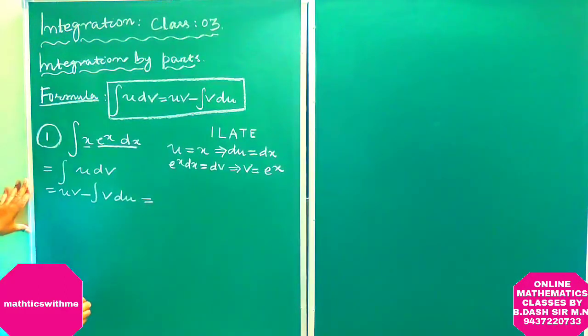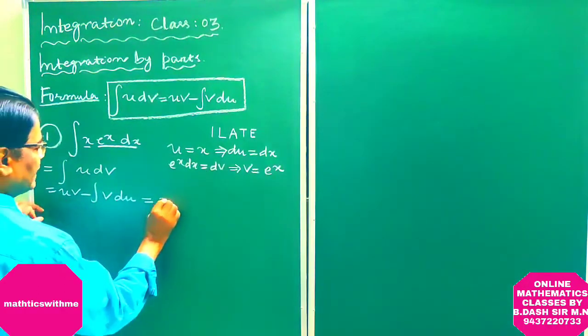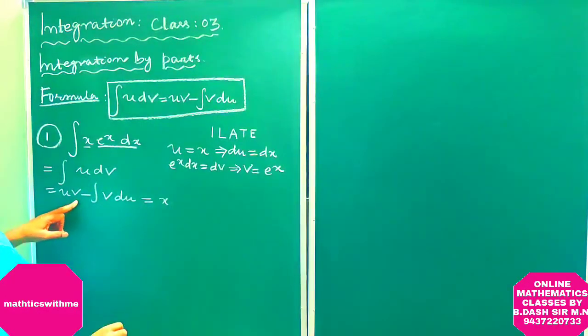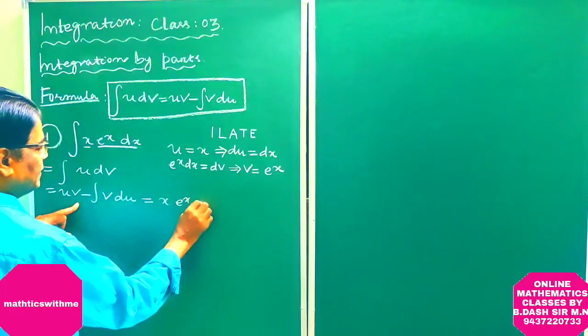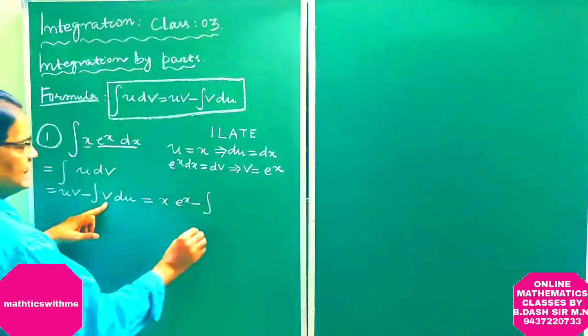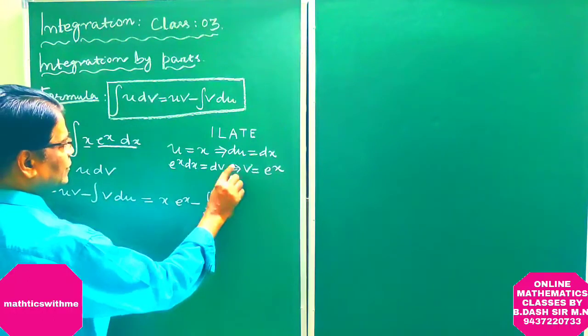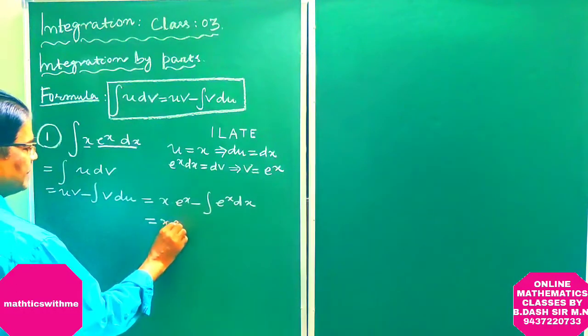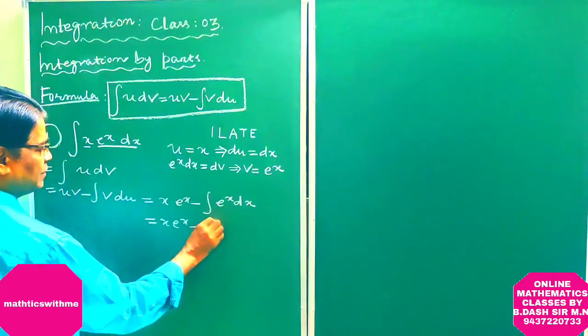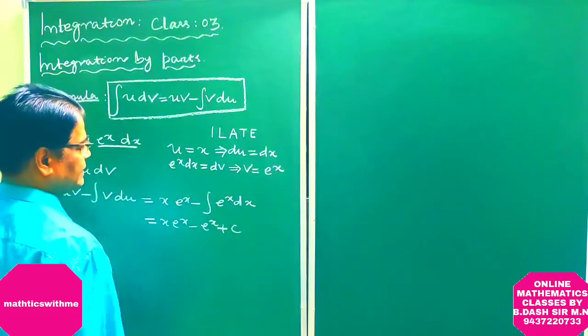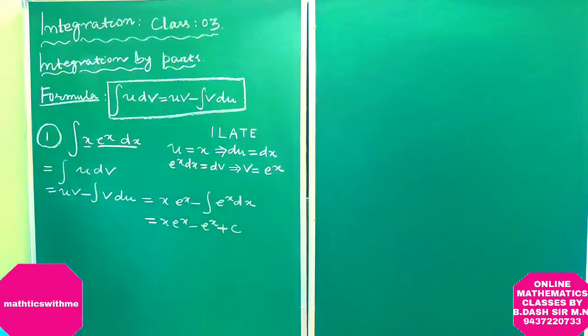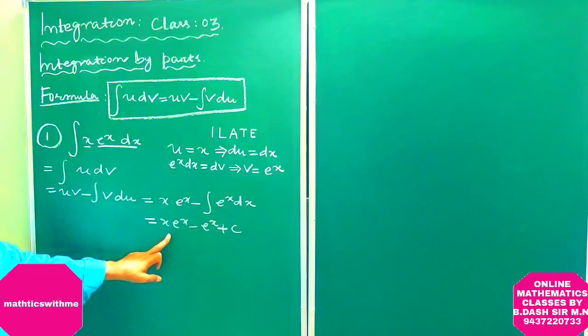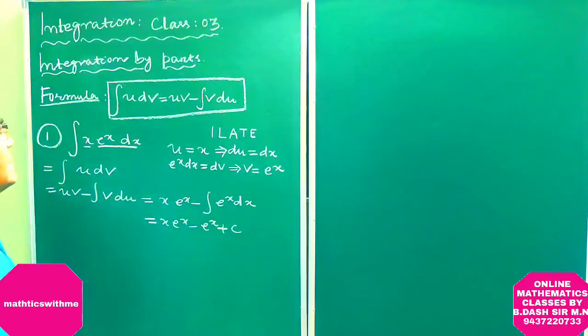This is again equal to, the value of u is x here, then v is e to the power x, minus integration, v is e to the power x, du is dx. So this is equal to x e to the power x minus integration of e to the power x, which is e to the power x plus c. c is called the constant of integration. So integration x e to the power x dx is equal to x e to the power x minus e to the power x plus c. Next question.